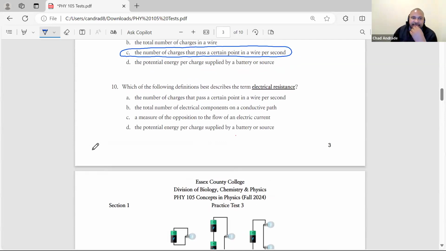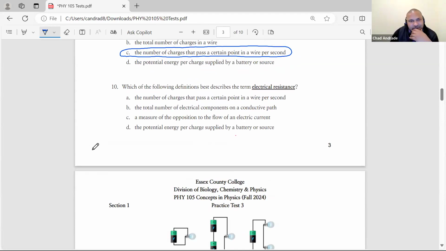And then 10 says, which of the following definitions best describes the term electrical resistance? Is it the number of charges that pass? Well, we already said A is electric current. Is it the total number of electrical components on a conductive path? No, right? You could have 3 resistors and a light bulb that makes 4. That doesn't tell you anything about resistance.